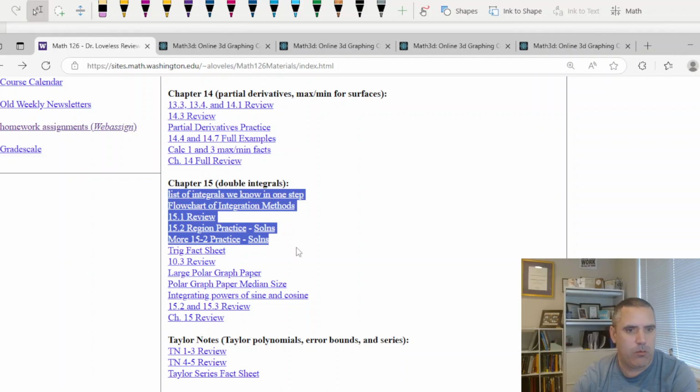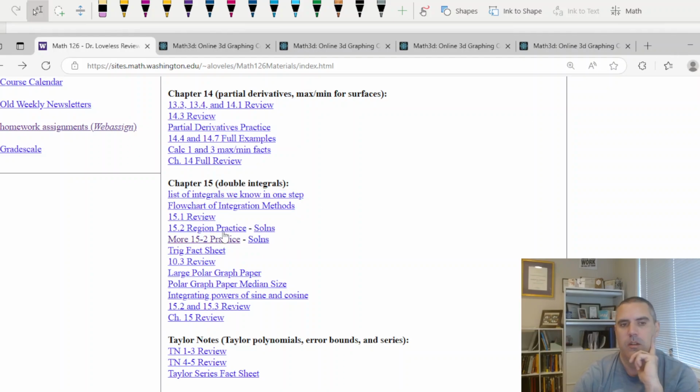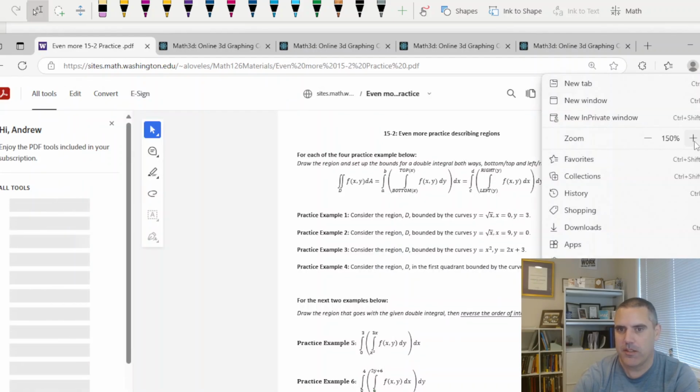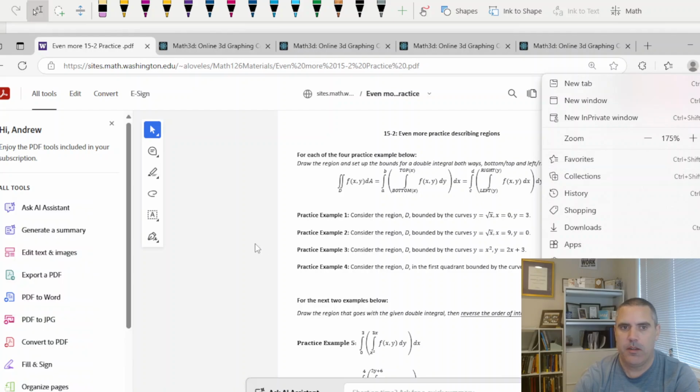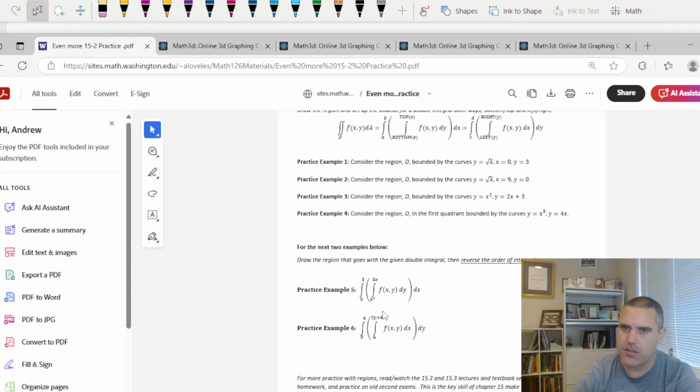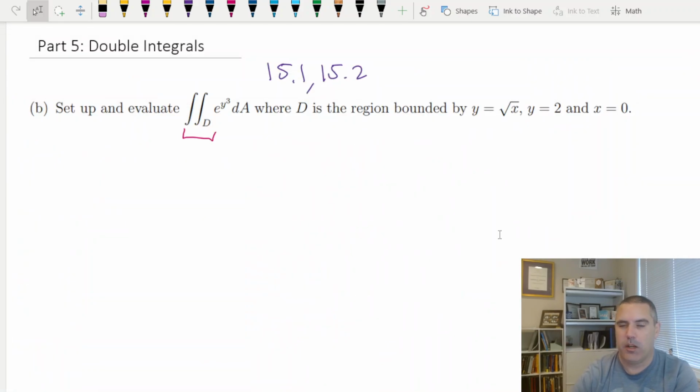So I really encourage you to do 15.2, this region practice. In particular, I think this sheet would be helpful if you can't quite remember how these things go in Math 125, which is basically how would you draw those? How would you describe the region? I have full solutions to this. How do you switch the order? I'm going to do some of that in this video as well, but I have a lot of other resources if you need more practice.